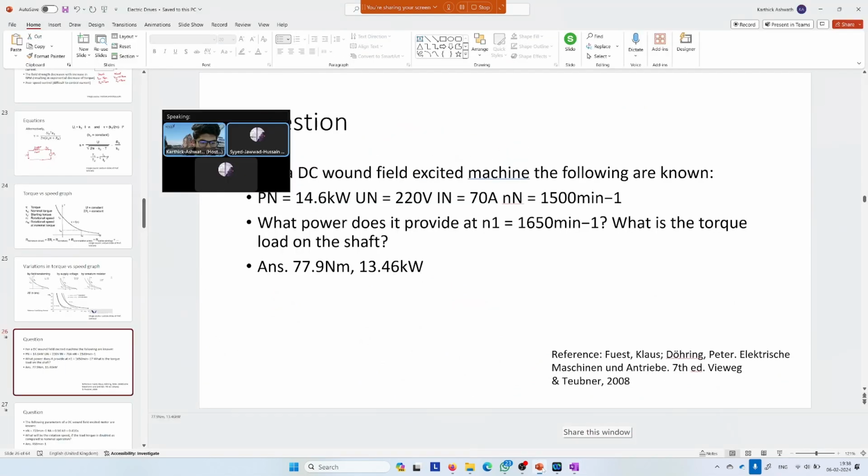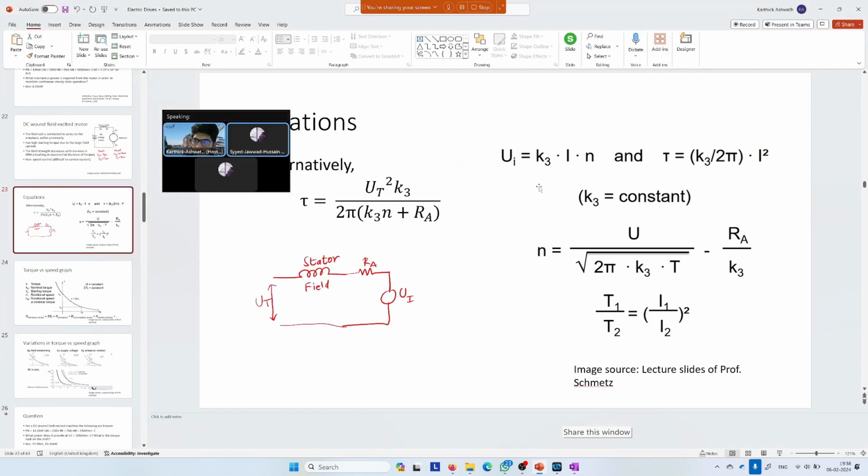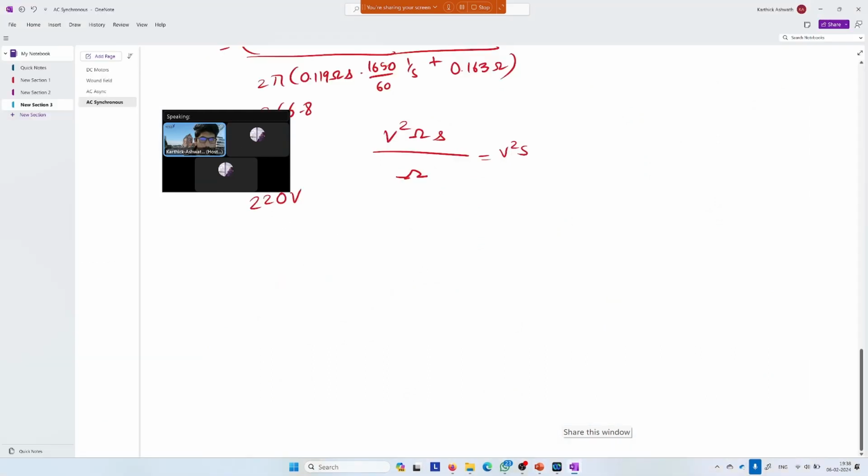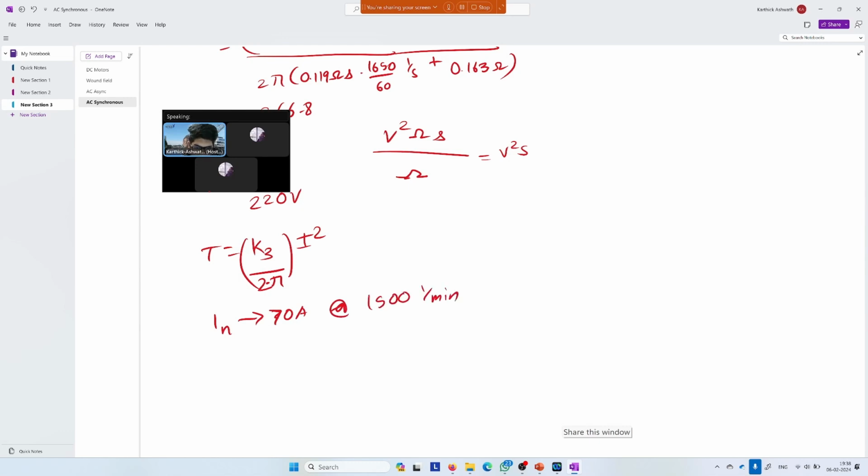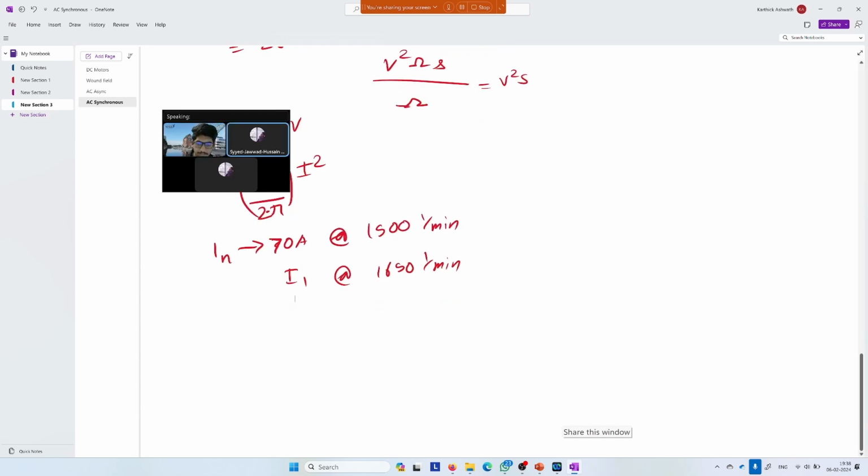We are going to use the torque current square proportionality. T equals K3 by 2 pi times I squared. Now we know this I nominal is 70 amps at 1500 RPM. At 1650 we need the current. Let us take it as I1. UT remains the same.